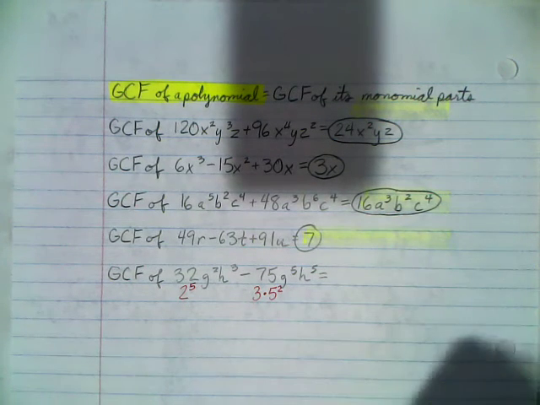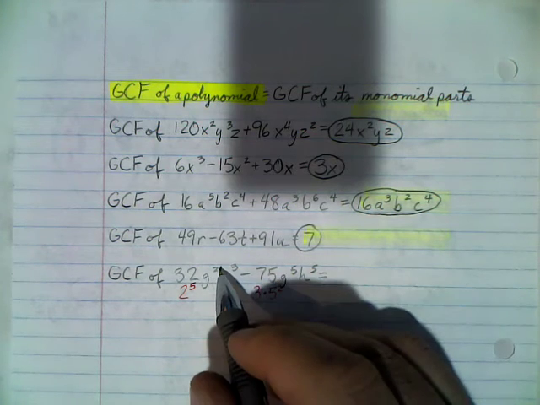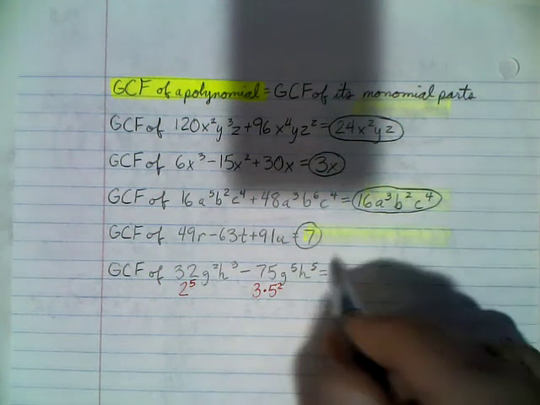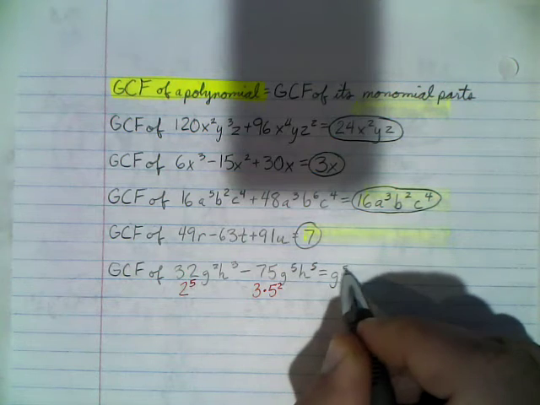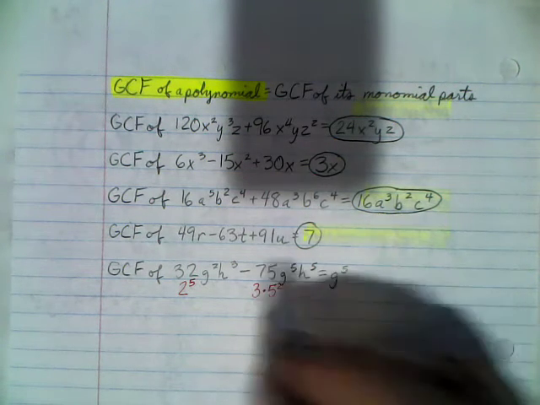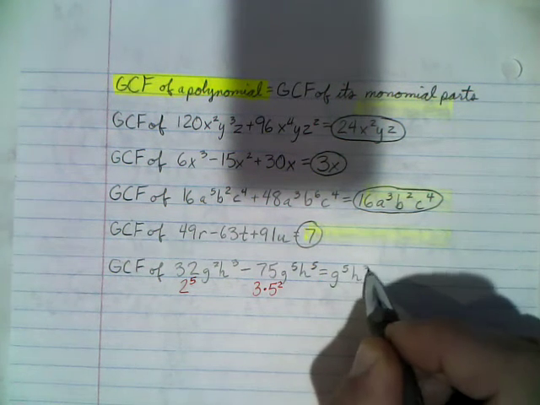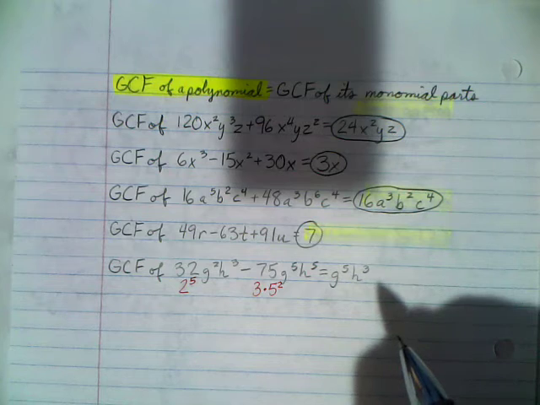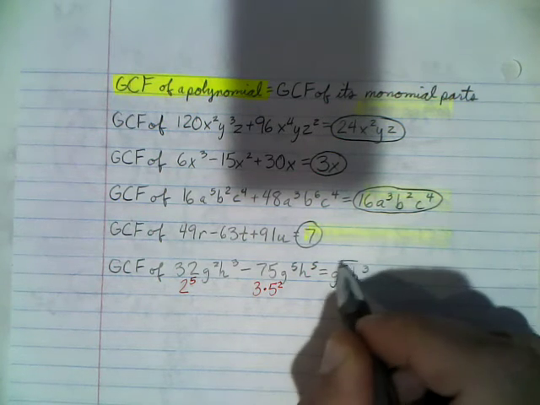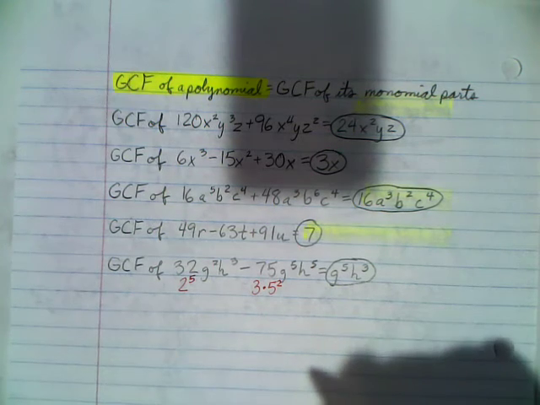So can we get any variables? Yes, we can. We got a g to the 7th power and a g to the 5th power. That means you can pull a g to the 5th power out of each of these. Look at your h's now. I got an h to the 3rd power, h to the 5th power. So I can pull an h cubed out of each of those. So my GCF is just g to the 5th power, h to the 3rd power.